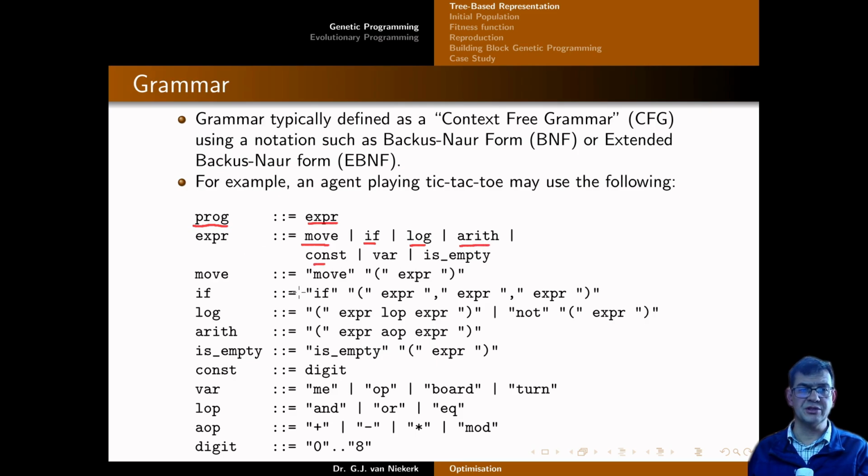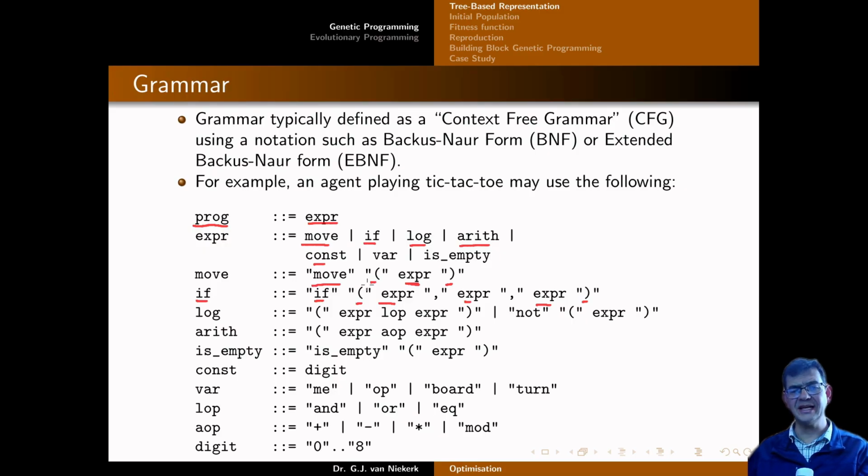And let's have a look at move, for example. So move could say it starts with the word move and then an open bracket and a closing bracket and then some expression in between. That expression, of course, again can be a move or an if or something like that. The if statement over here consists of an if, then you've got an expression, then a second expression and a third expression, and then of course there are brackets around those three expressions and so forth. So this defines how a valid program would look for an agent that's playing tic-tac-toe. And this is of course unique for every kind of problem that you're trying to solve.